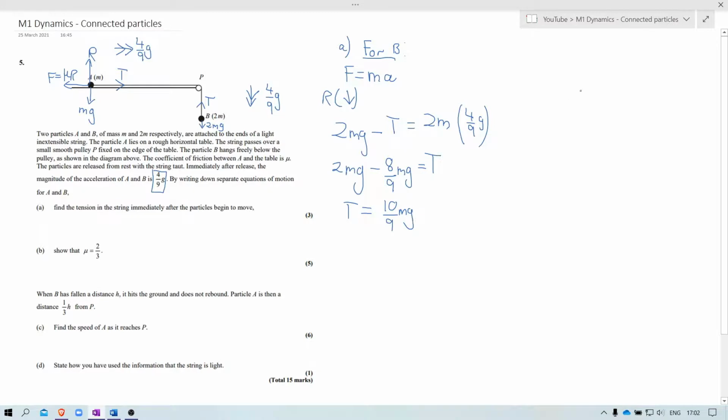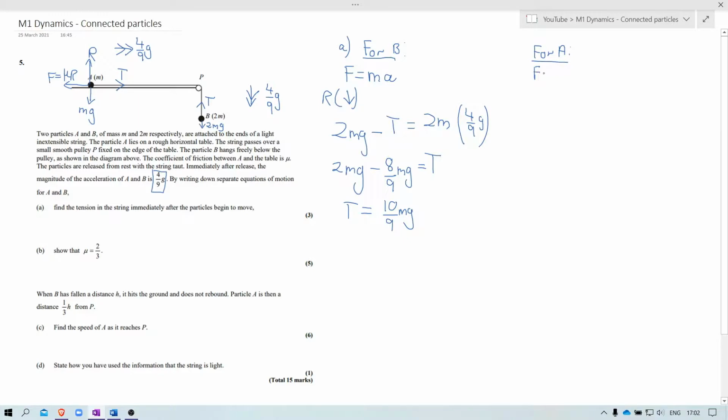Okay, so now let's look at particle A. So when I say for A, I mean we're looking at the forces for A. Why? Because in A-level mechanics, because it's connected particles, we can consider each particle individually because they're going to have the same tension and the same acceleration, because they're connected by a light, inextensible string.